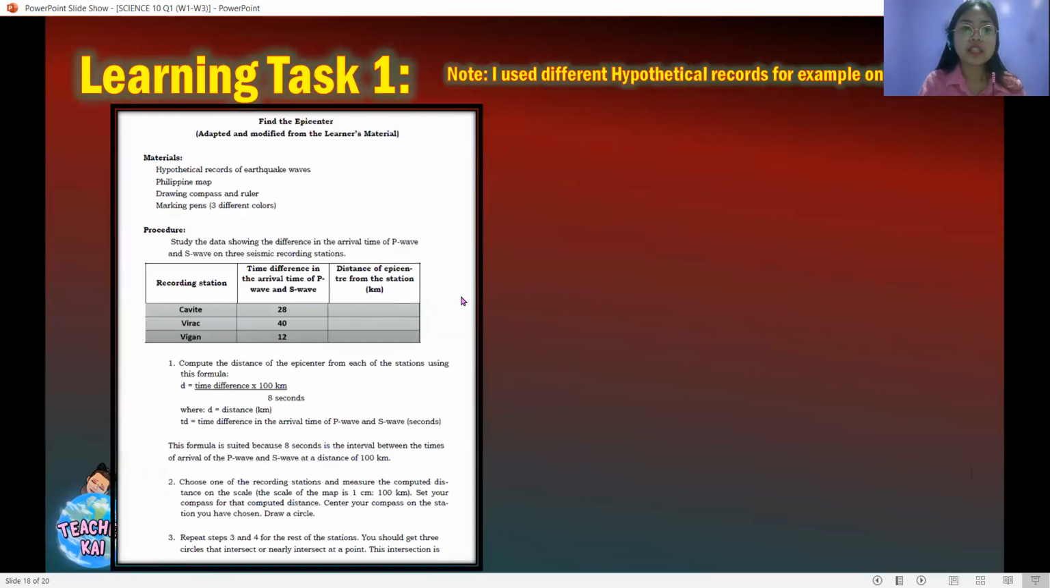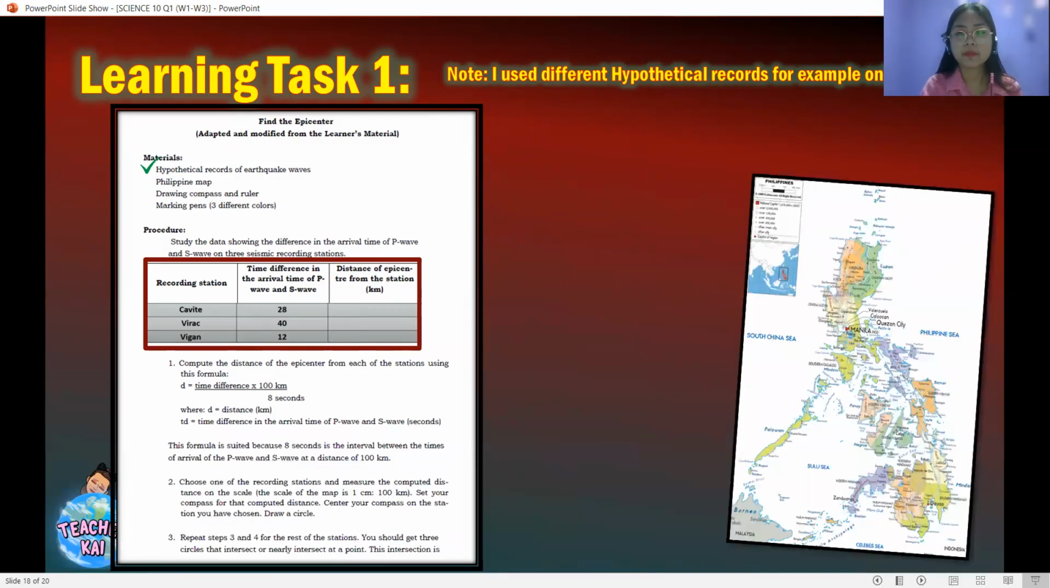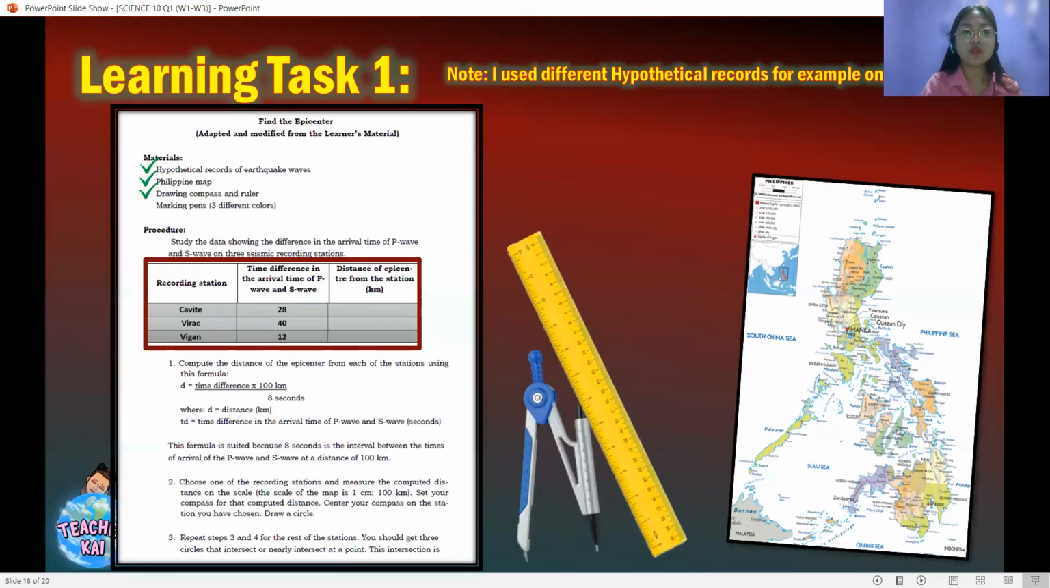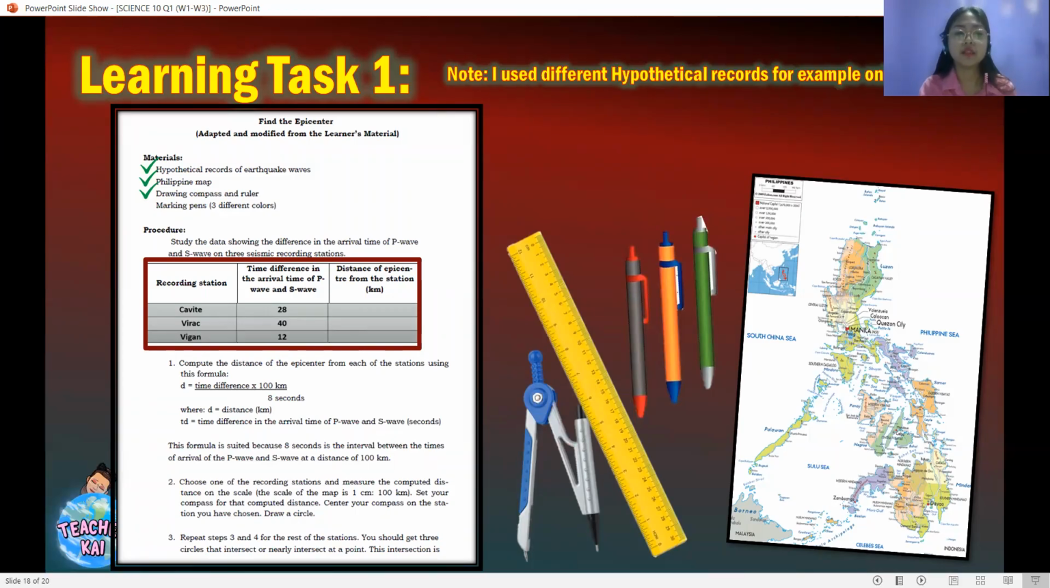Okay? So now let's have the materials needed. Of course, in learning task, we have materials. So you have to prepare these materials. The first one is, ito na yon, hypothetical records of earthquake waves. Then you have to prepare your Philippine map. Ayan. And then drawing compass and ruler. And also marking pens, 3 different colors, or maybe 1 kung wala man, di ba?